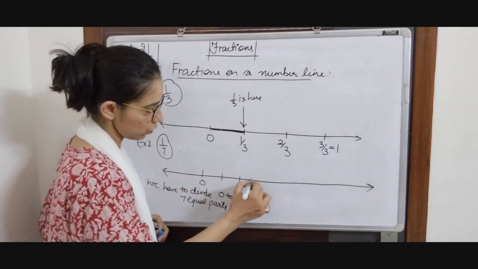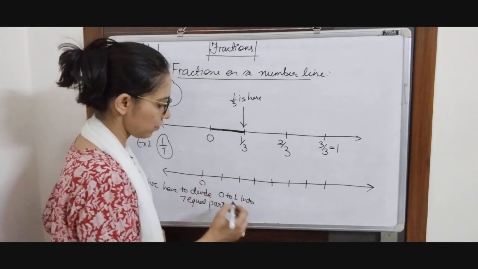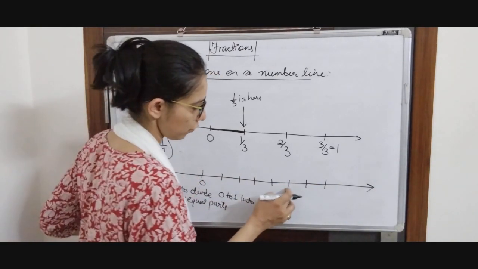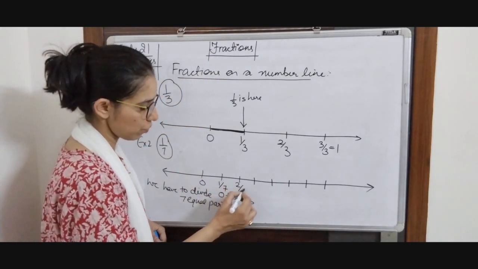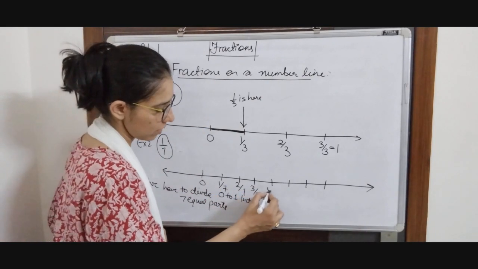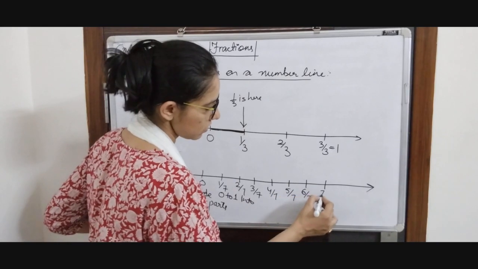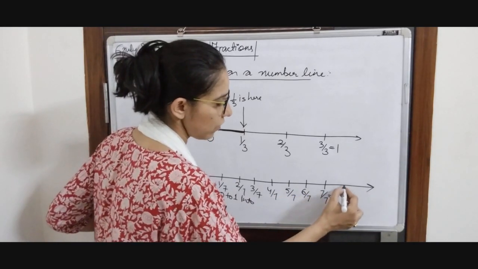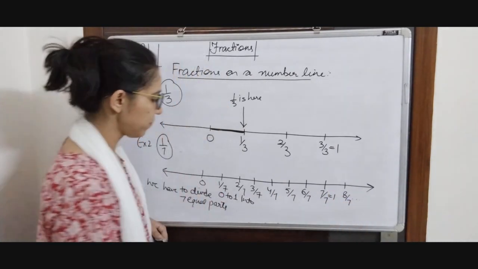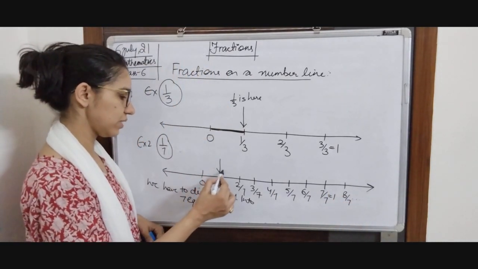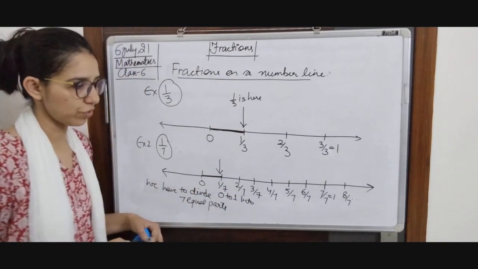Suppose this is 1, 2, 3, 4, 5, 6, 7. So the first one is going to be 1 by 7, second one 2 by 7, third 3 by 7, then 4 by 7, 5 by 7, 6 by 7, 7 by 7, which is going to be 1, and we can proceed further also, which is going to be 8 by 7 and so on, okay. So where is our 1 by 7? This is 1 by 7. So this will represent our 1 by 7 fraction.